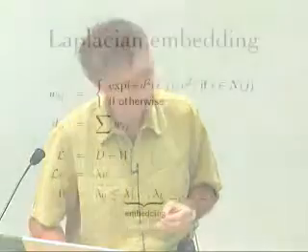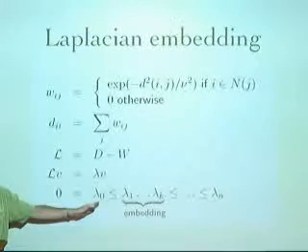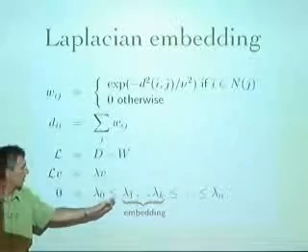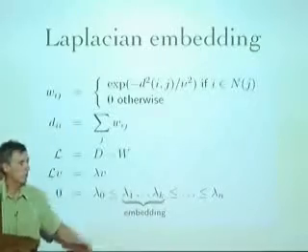The smallest eigenvalue is 0, in theory. So you have to skip this, and then the other eigenvalues are not 0, but in practice they are very small.